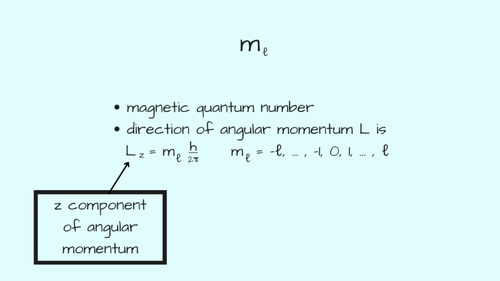The magnetic quantum number m sub L is next. We use this quantum number to find the direction of angular momentum, and we pick a z direction. This is the direction along which the angular momentum will vary. Then the direction of angular momentum is given by the magnetic quantum number times h divided by 2 pi. The allowed values of this quantum number range from minus L to plus L with integer values.